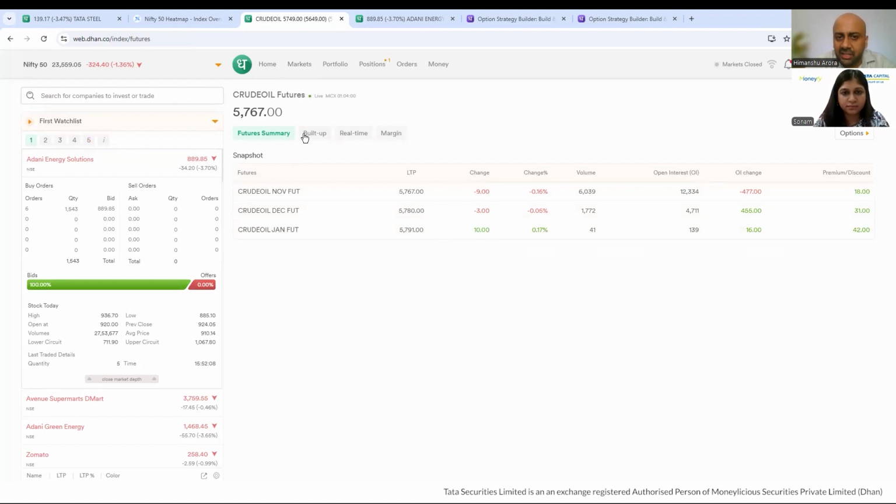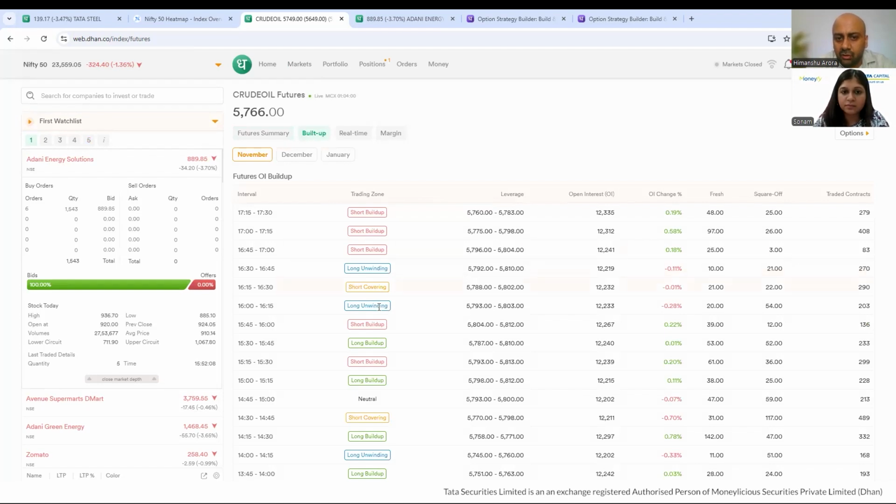So you can trade these products. For example, what is the kind of margin that you require? If you click on this November future contract, you can see the build-up here, as in how the OI is getting built up. Now, I would not like to discuss OI in greater detail because for a beginner that will become too much to handle in the beginning.